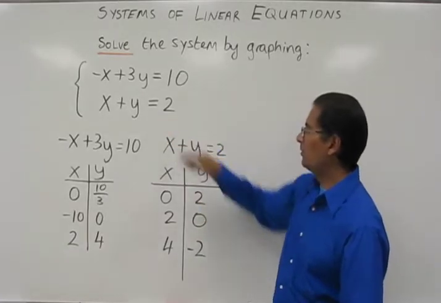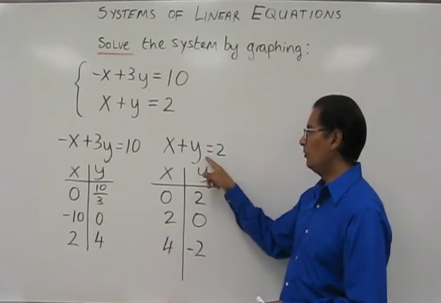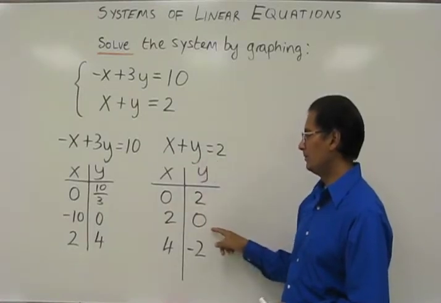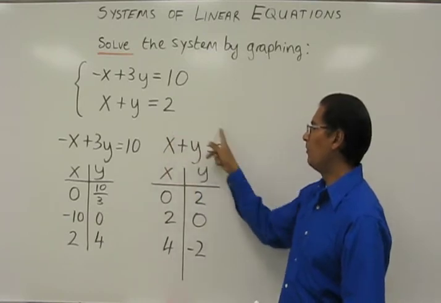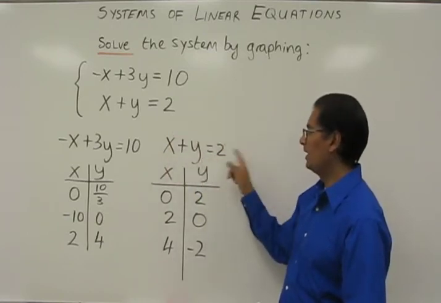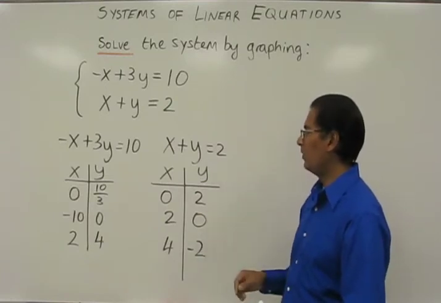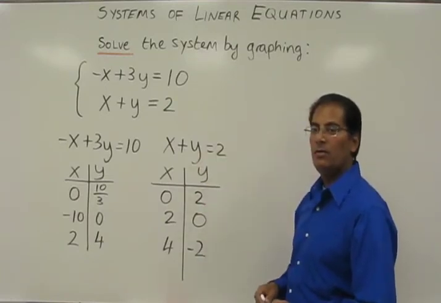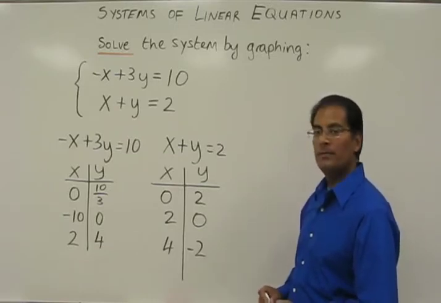For the next line, x plus y equals 2, if x is 0, y is 2. If y is 0, x is 2. And then if x is 4, we move the 4 over, 2 minus 4 gives us negative 2. So y is negative 2. Again, you should verify that these 3 points satisfy that equation. Now we need to plot both of these lines.